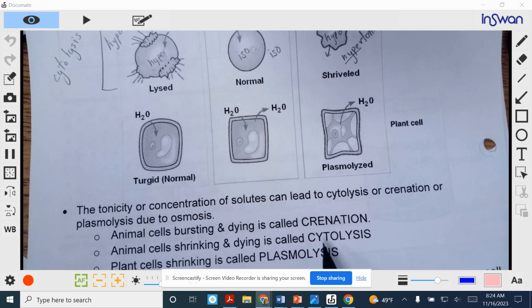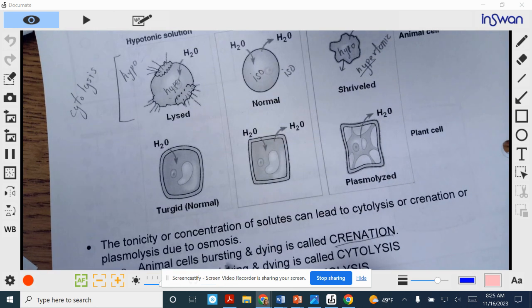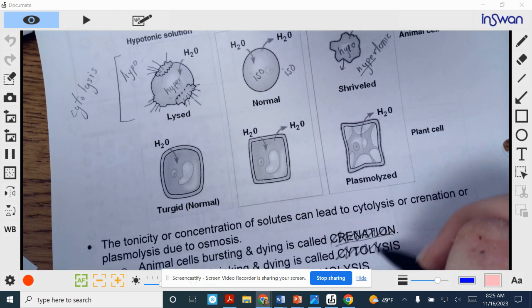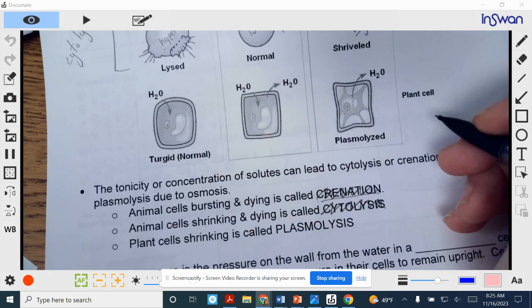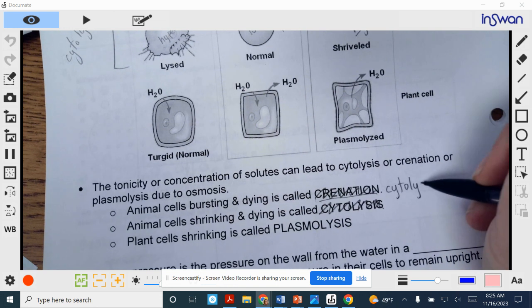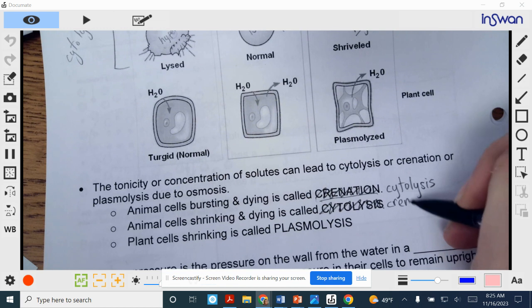So animal cells bursting and dying is called crenation, I have that backwards, so I need to change this. Let's go ahead and just cross through this like this. So animal cells bursting and dying is cytolysis. When they shrink, it is called crenation.